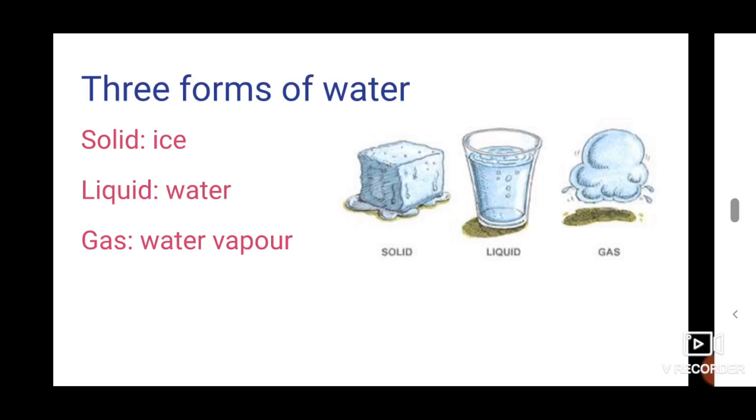Like that, we convert the water into ice by freezing. Isn't it? If we keep the water in the freezer, what happens? Water is converted into ice. So these solid, liquid and gaseous forms of water are interchangeable, interconvertible. This property is very helpful for evaporation. So let us learn what evaporation is.